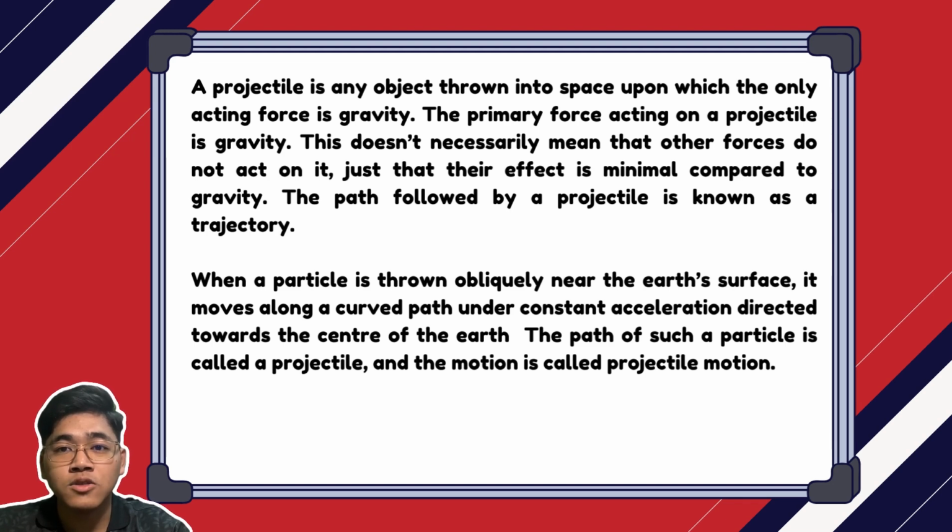When a particle is thrown obliquely near the Earth's surface, it moves along a curved path under constant acceleration directed towards the center of the Earth. We assume that the particle remains close to the Earth's surface. The path of such a particle is called a projectile, and the motion is called projectile motion.